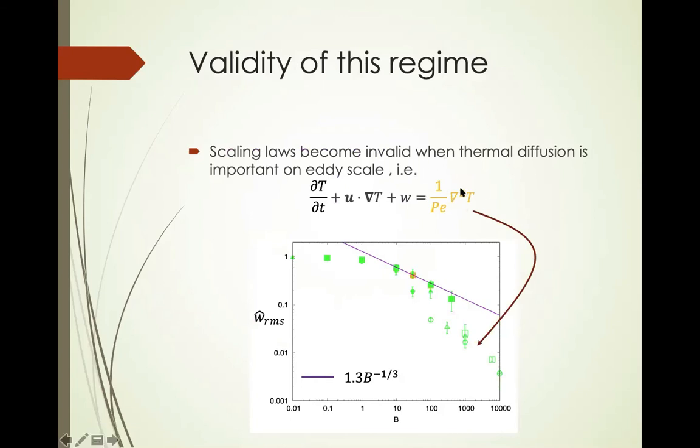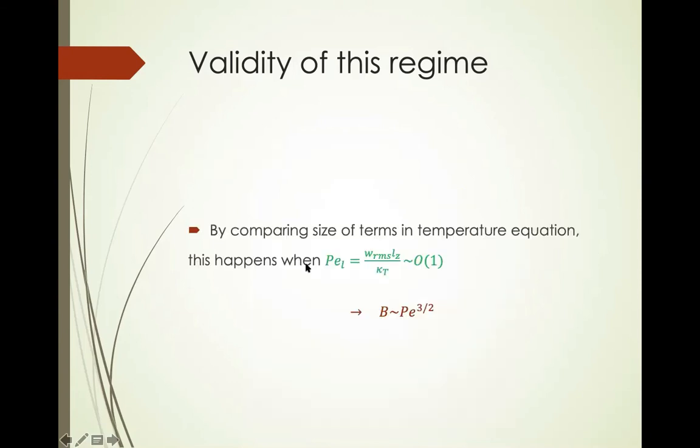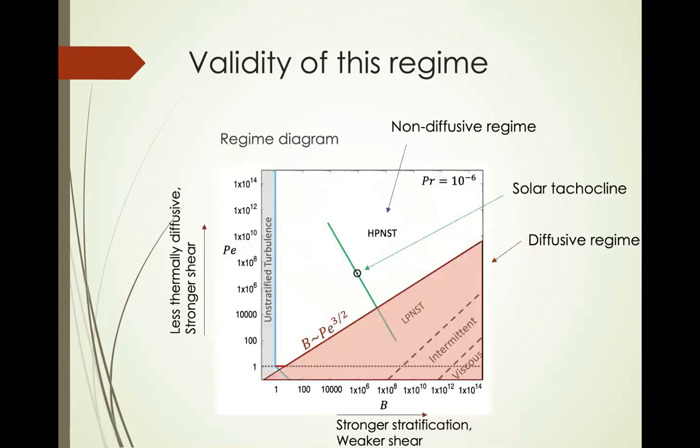And they become invalid when the thermal diffusion here, which we neglected in these scalings, becomes important. And the simulations for which this term becomes important are the ones marked in these open symbols down here. Now, another way of saying that thermal diffusion becomes important is to say that the Peclet number based on the small vertical scale and the vertical velocity becomes of order unity. And you can then use the scaling laws that we had for W_RMS and LZ in the previous two slides and find out when this is true. And it happens when the stratification parameter B is of order the Peclet number to the 3/2. So we can then create a regime diagram.